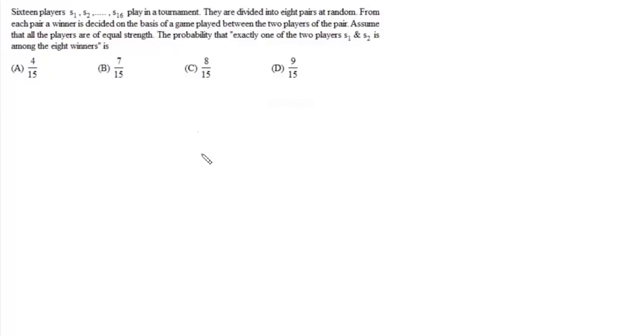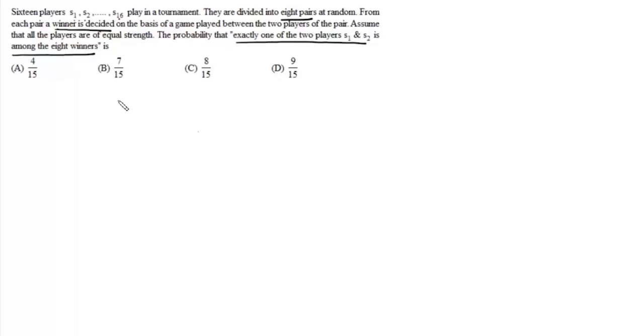Now the question is: 16 players S1, S2 up to S16 play in a tournament. They are divided into 8 pairs at random. From each pair, a winner is decided on the basis of a game played between the 2 players of the pair. Assume that all players are of equal strength. Find the probability that exactly one of the 2 players S1 and S2 is among the 8 winners.